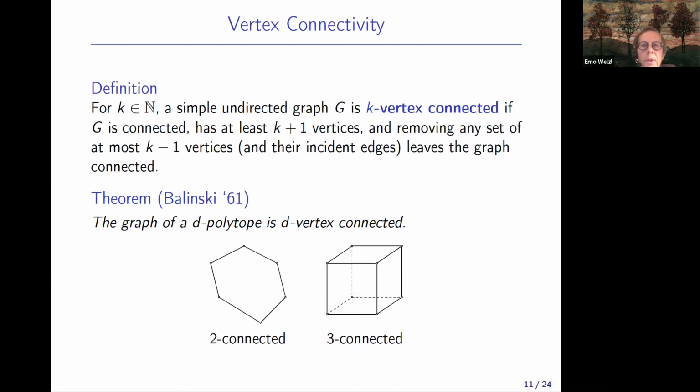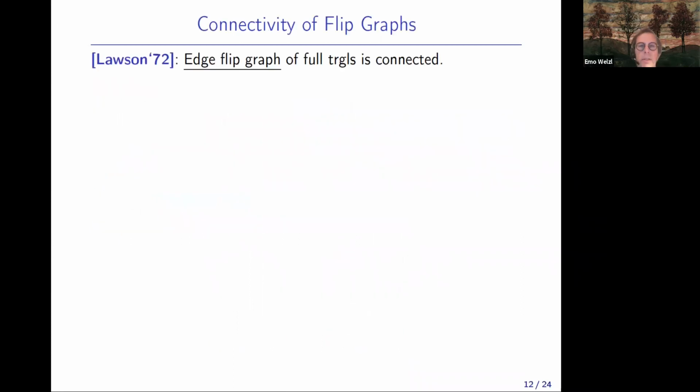So now we know what connectivity is, so I can explain the history towards the result. So Lawson in '72 proved that the edge flip graph of full triangulations is connected. Actually, there's a nice story behind it. He first had a paper 5 years earlier, which he then basically withdrew, and then he gave the full result. And he was really interested in this flip graph.